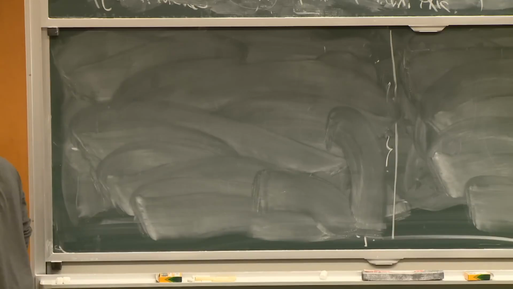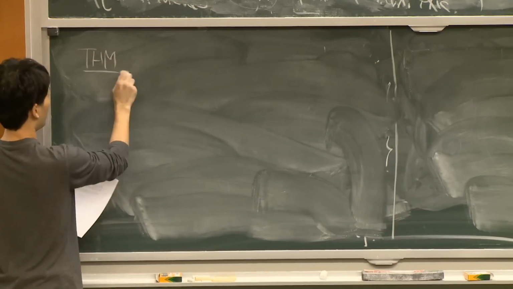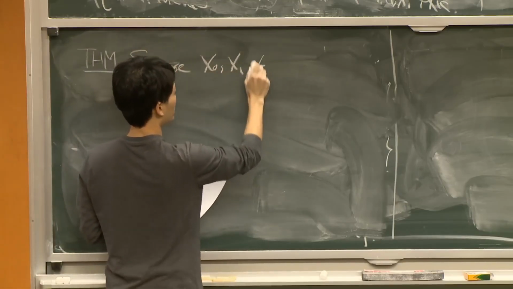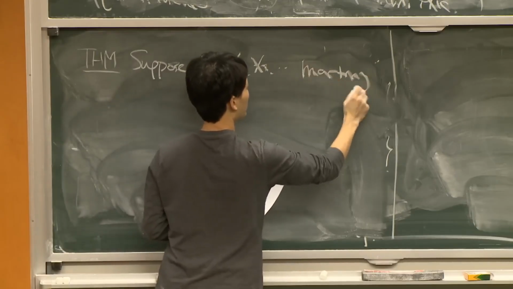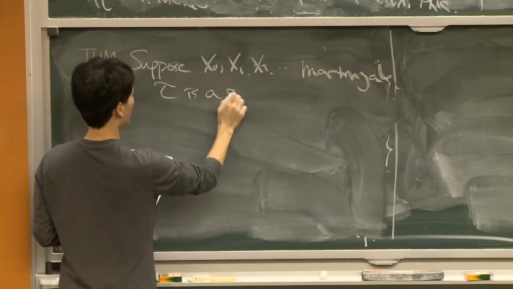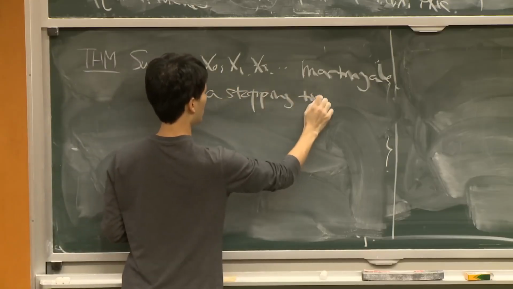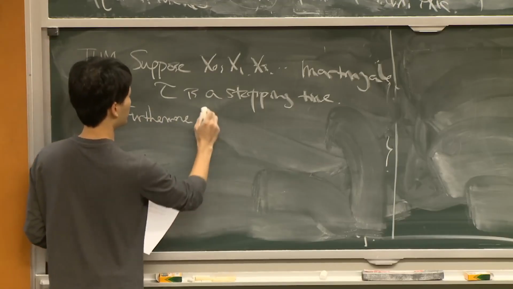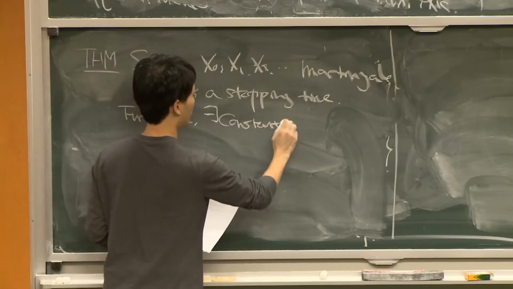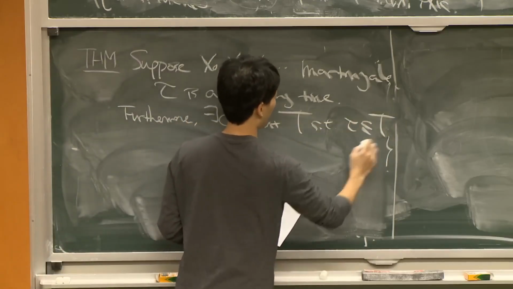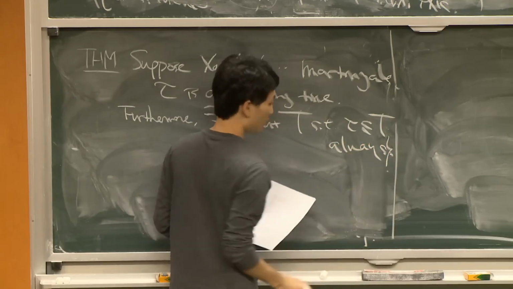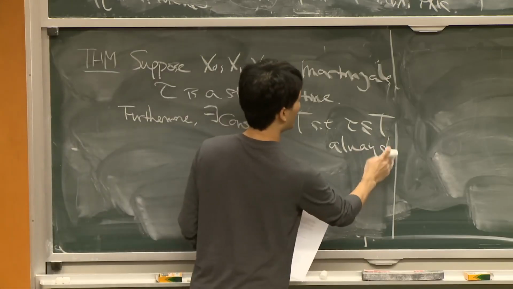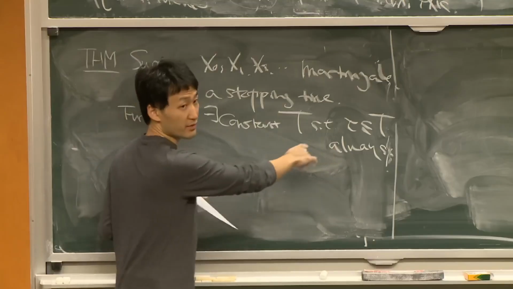Okay, so the optional stopping theorem that I promised is the following. Suppose we have a martingale, and tau is a stopping time. And furthermore, there exists a constant t such that tau is less than or equal to t always. So you have some strategy which is a finite strategy. You can't go on forever. You have some bound on the time, and your stopping time always ends before that time.